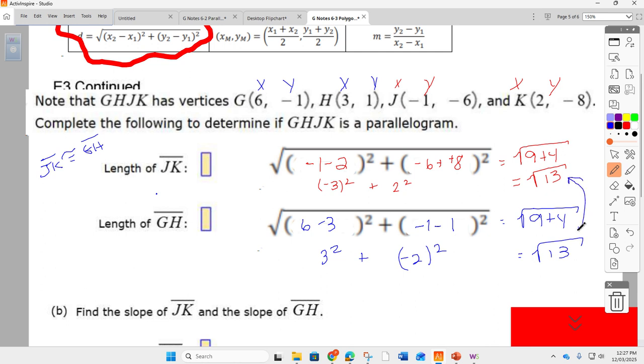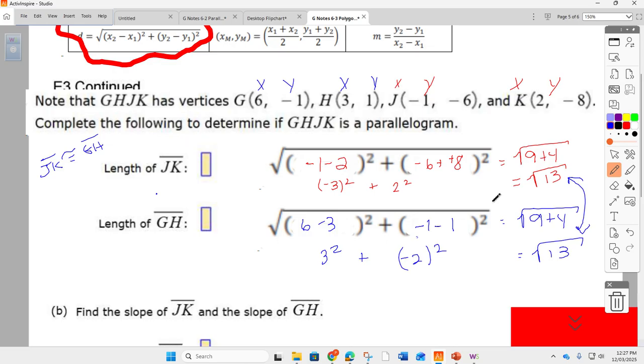So far, so good? Any questions? Yes. So when we're putting it in the formula, it doesn't matter if you do x2 first or x1 first, just put it in. So if you want to do 3 minus 6, that's okay. And make sure then you do 1 minus negative 1, because you've got to be in the same order. That's all the subscripts are for. To say, look, if you do x2 first, you've got to do y2 first. So it's really not first or second. It's just a label. They have to be together.